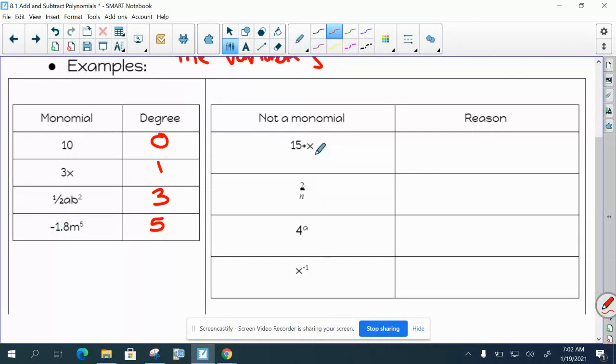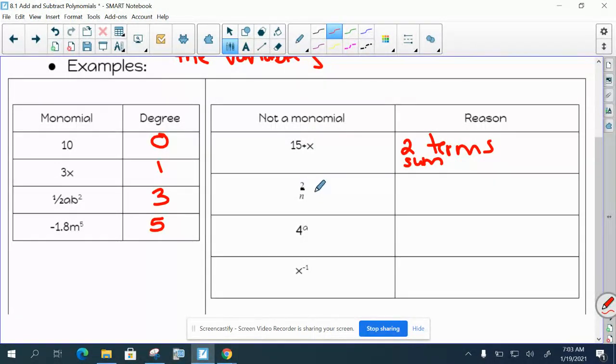All right, so these are not monomials, and let's explain why. So this isn't because it's 2 terms. It's not the product of these two, it's the sum. So that would mean that it's 2 terms. So if it's separated by addition or subtraction, then you separate the terms.